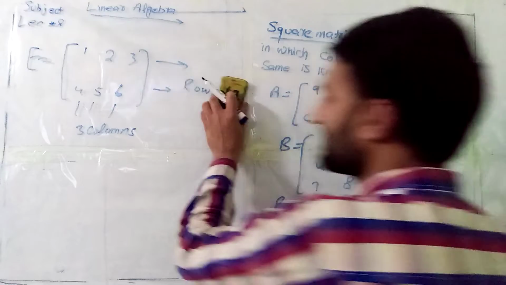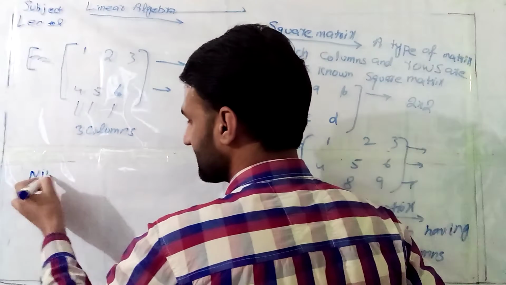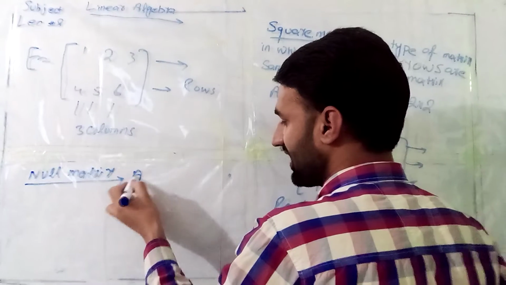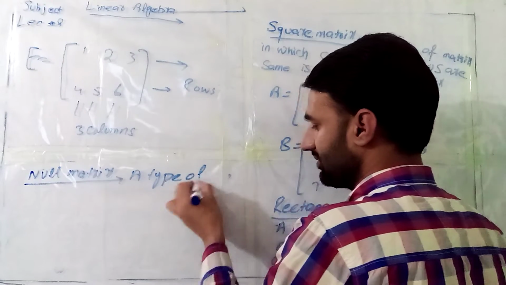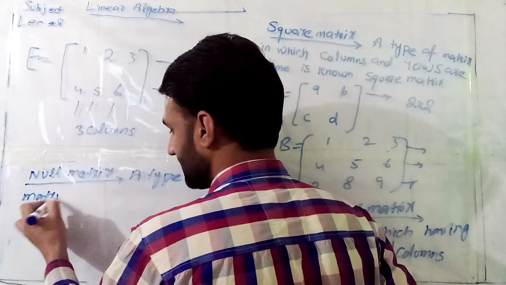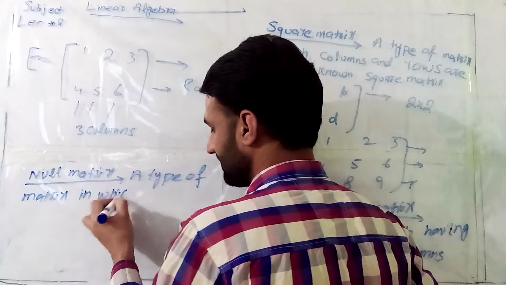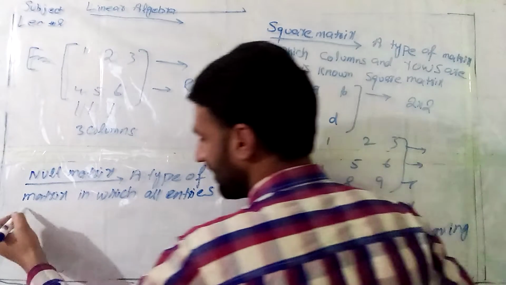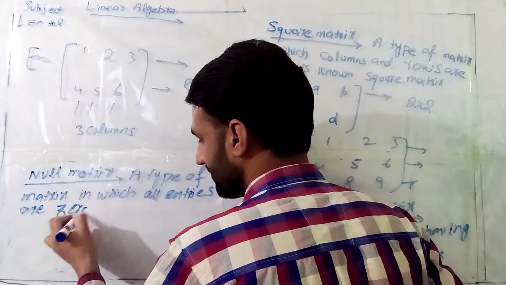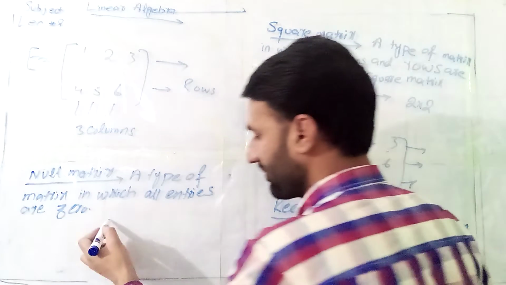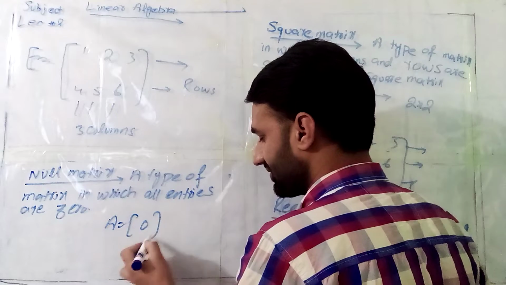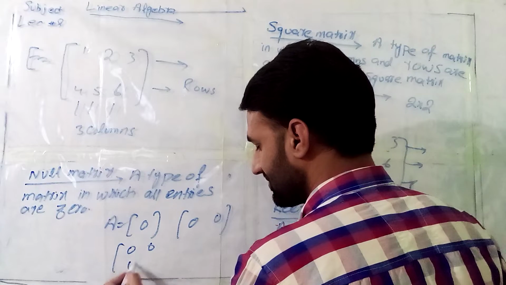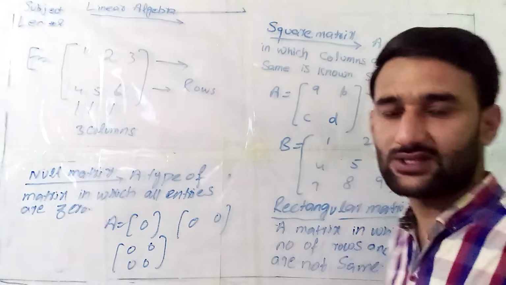Now I move forward to the next definition, the null matrix. A null matrix is a type of matrix in which all entries are 0. A very common example: let's suppose I have matrix A with all 0 entries like this. This type of matrix is known as a null matrix.